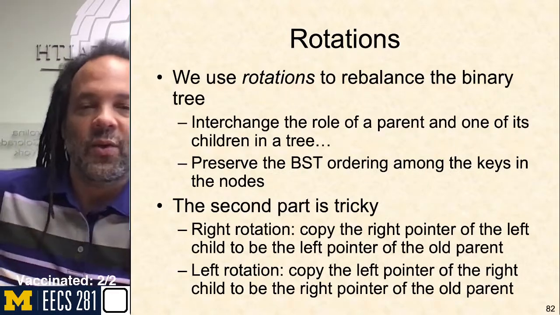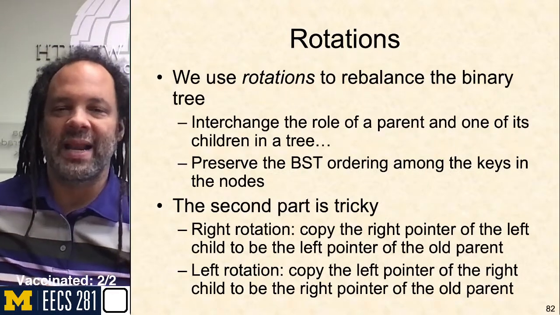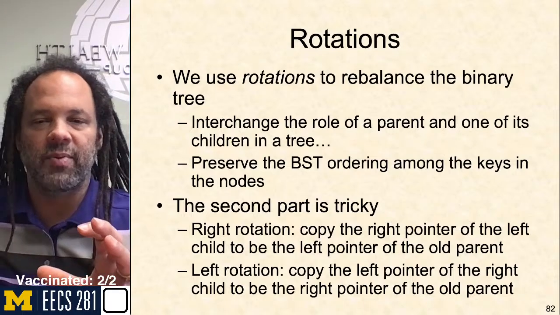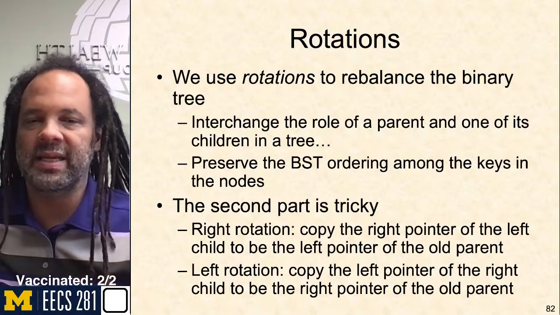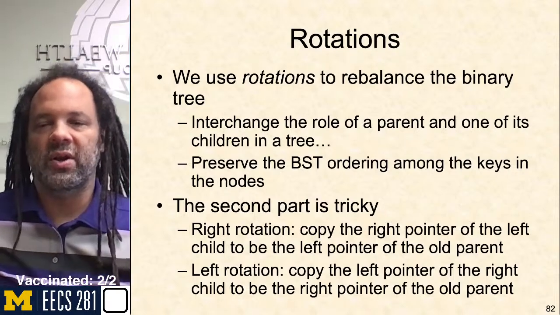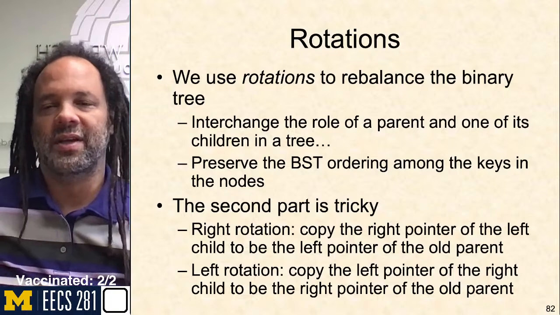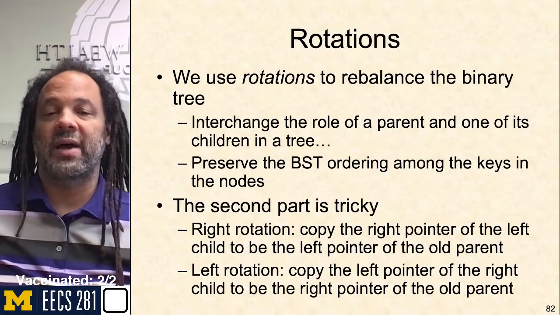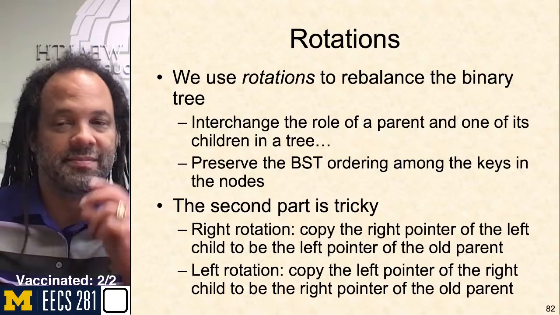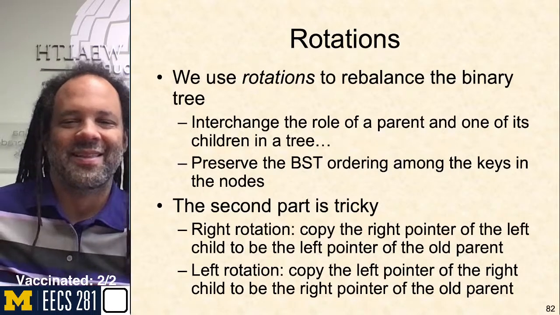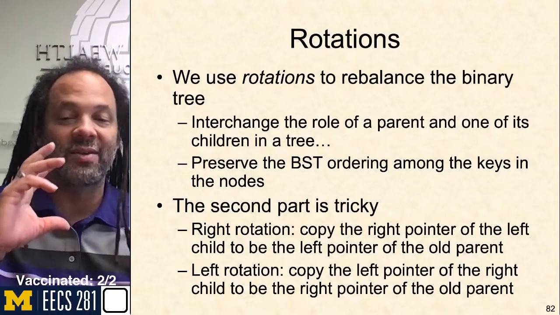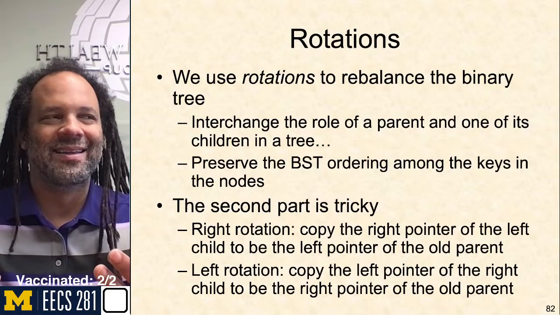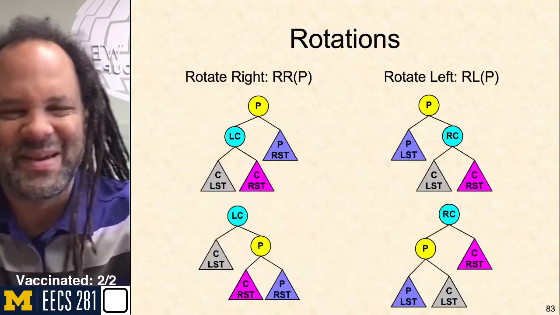All right. We use rotations to rebalance this binary tree. You're going to interchange the role of a parent and one of its children, preserving the BST property. The second part, preserving the BST property, that's the tricky part. So here it is in 2 very terse, hard to parse sentences. A right rotation, that's where we copy the right pointer of the left child to be the left pointer of the old parent. It's a snap. The left rotation is where we copy the left pointer of the right child to be the right pointer of the old parent. Easy. Huh? All right. Maybe not so easy.